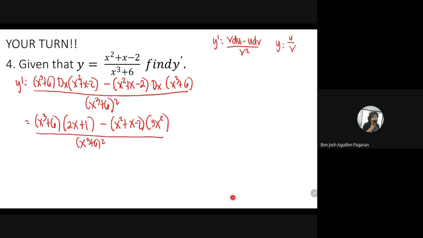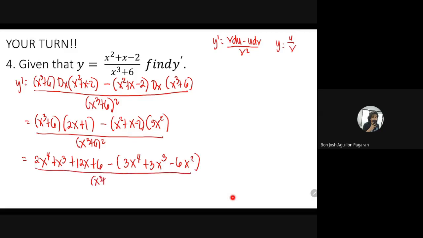So FOIL method now, x cubed times 2x, that's 2x to the fourth power. X cubed times 1, that's x cubed. 6 times 2x, that's 12x. 6 times 1, that's positive 6. Yun yung tinatanong ko kay Ariel kasi nag-negative 6 siya. Minus, we have 3x to the fourth plus 3x cubed minus 6x squared over x cubed plus 6.